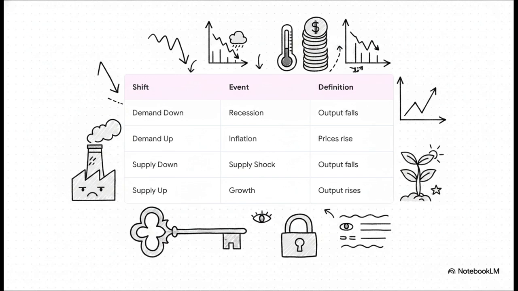Now, a sudden decrease in aggregate supply, that causes a dreaded supply shock, resulting in stagflation. That's where prices rise but output abruptly falls. It's exactly what the world endured during the infamous 1970s oil embargoes. And finally, a steady technological increase in supply leads to genuine economic growth, expanding national output and reliably raising the overall standard of living over decades.